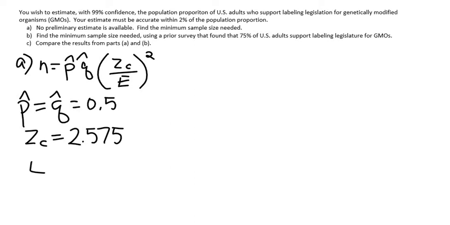The last thing I want to identify is my error. Our estimate must be accurate within 2% of the population proportion. This means that my error is going to be 0.02. It's 2% in decimal form. Now let's plug in our numbers.